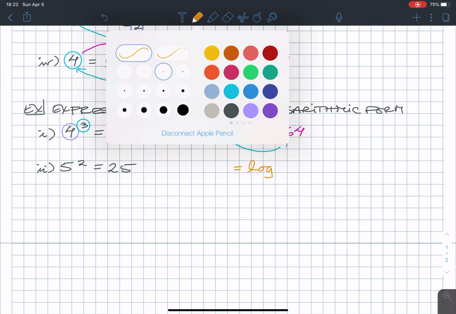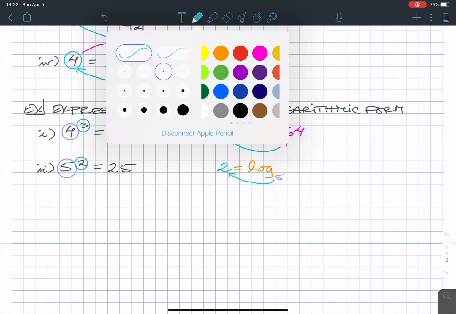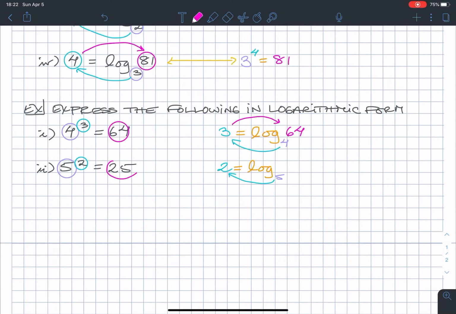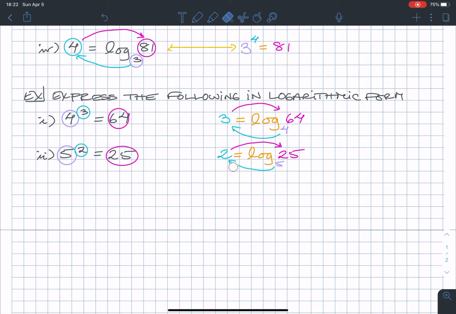Then I look at my base. My base over here is 5, so that's what I'm going to put down here. I know I raise that base to the answer, 2, and I set it equal to the argument, 25. So this will be 25 inside the logarithm. So 2 is equal to log base 5 of 25. Let me make this a little bit shorter.